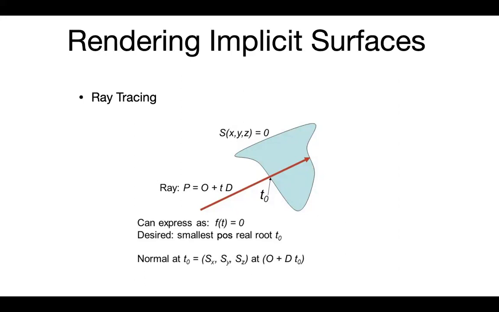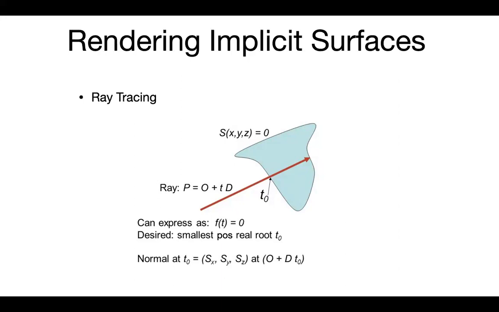But to do ray tracing, we have a ray that's parameterized. You have the origin of the ray, the direction of the ray. So the ray is defined as O plus T of D. O is the origin and D is the direction. And for this parameter T, these are points along the ray. So when you do ray tracing, we want to identify the point where the ray intersects this surface S of x, y equals 0.